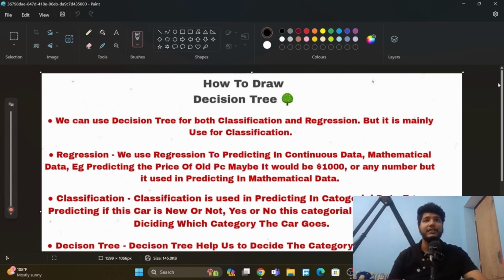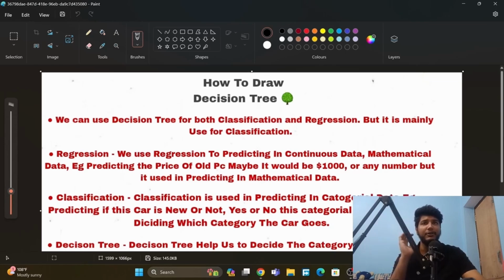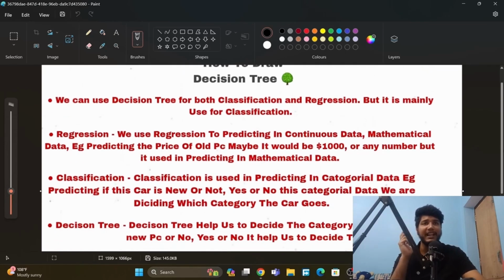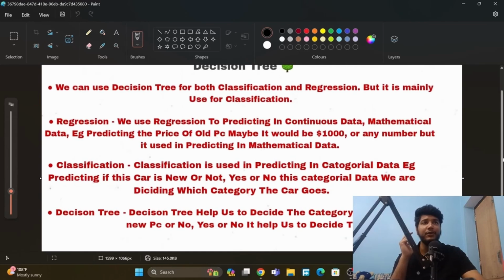We use decision tree for both classification and regression, but it is mainly used for classification. What is regression? We use regression for predicting continuous data, which means numerical data. Example, predicting the price of an old PC. Maybe it will be $1,000, $2,000 or any number. And what is classification? Classification is used for predicting categorical data. Example, predicting if this car is new or not, yes or no. This is categorical data. We are deciding which category this car goes in.